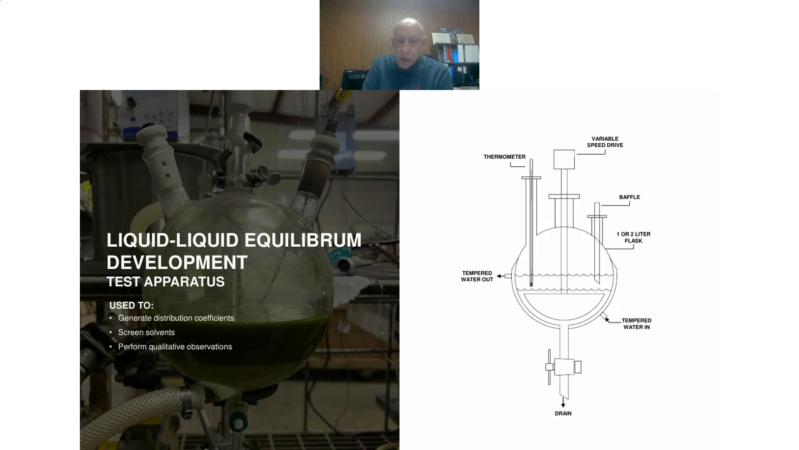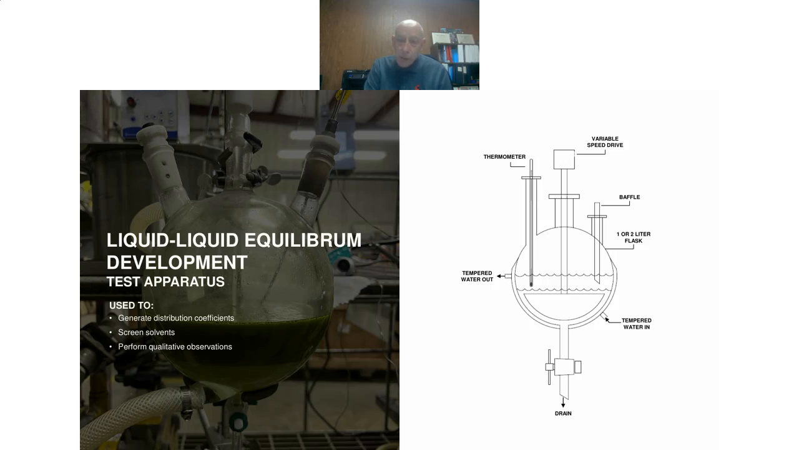So this method is great because you can generate your distribution coefficients, you can screen the solvents, but the other thing you do here is to perform a qualitative observation inside this mixed decant vessel. We want to know things like, once you turn the agitator off, how quickly do the phases separate? Is it seconds or does it take many minutes? What happens at the interface? Do you get a solids forming at the interface, which we would call a rag layer?